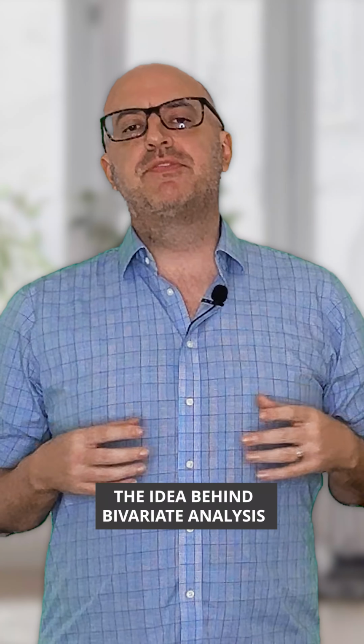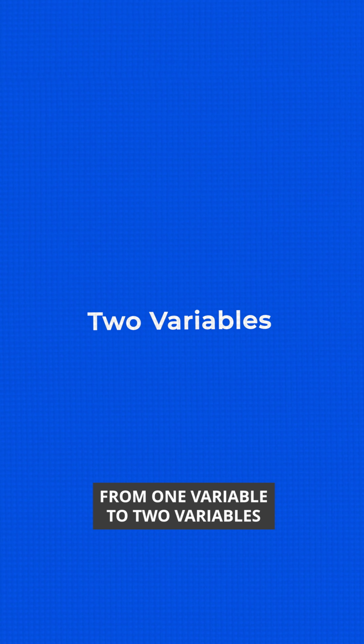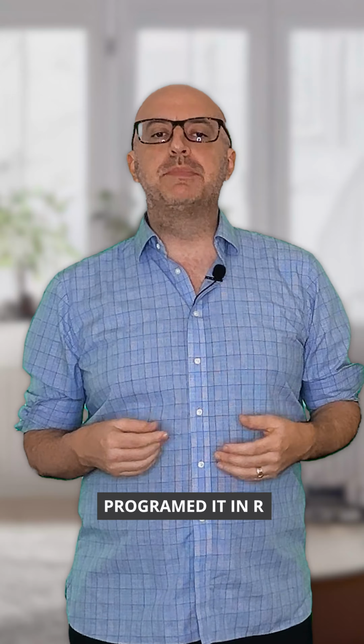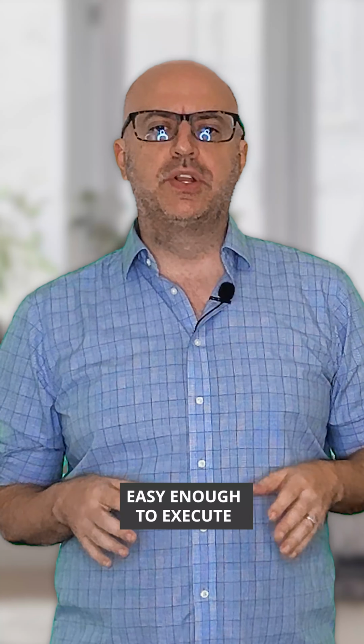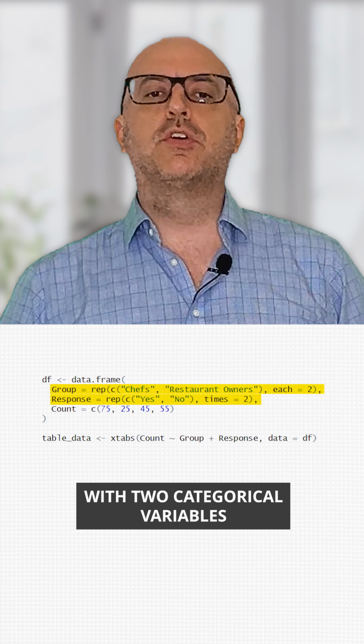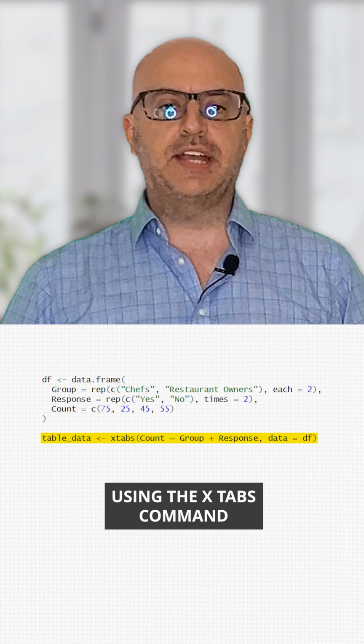The idea behind bivariate analyses is simple enough. We're just moving from one variable to two variables. Easy enough, yes? Okay, so what does that look like if we actually programmed it in R? It's fairly straightforward code, easy enough to execute. All you do is you take a data frame with two categorical variables and then some frequencies, and you turn it into crosstabs using the xtabs command.